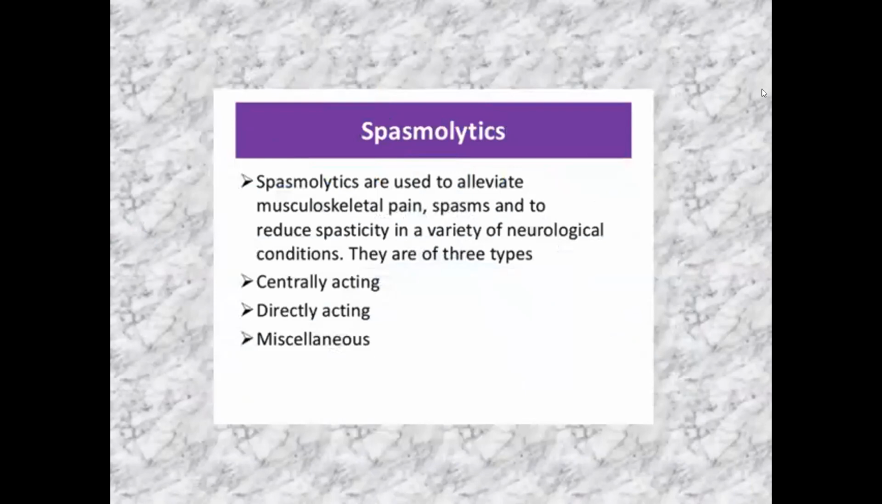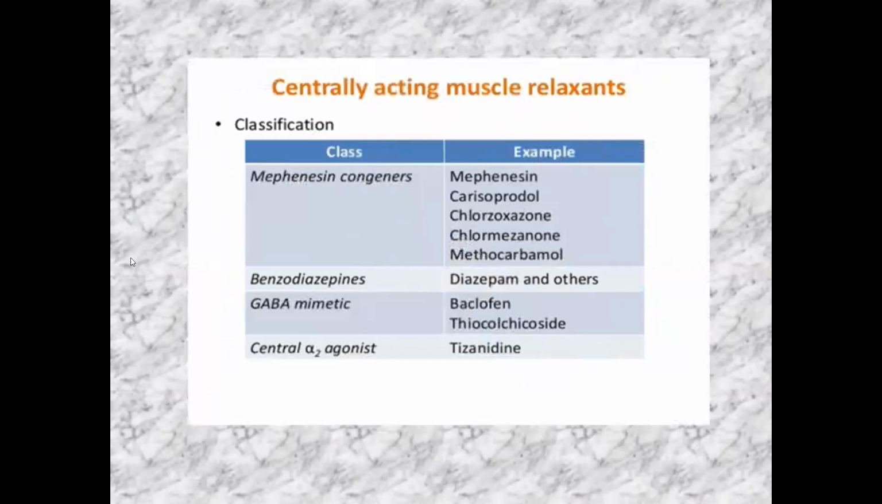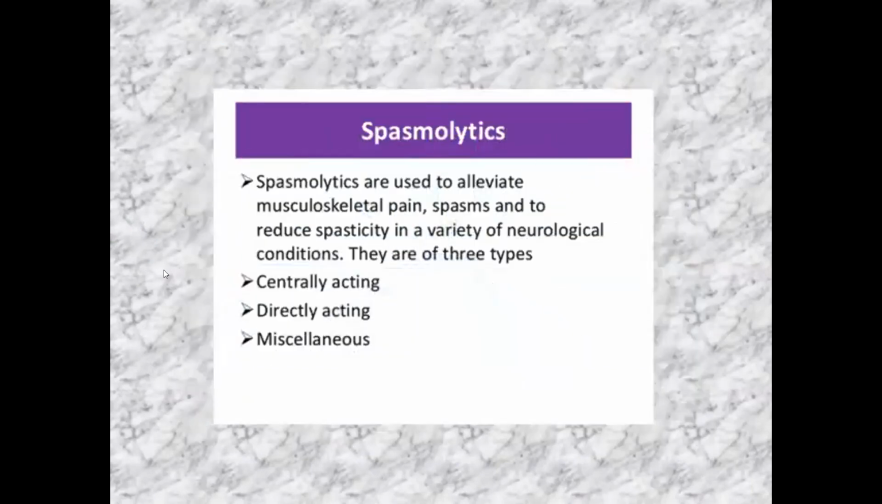Next, you have to know about spasmolytic. So this is the spasmolytic. You have to know the definition of spasmolytic and why this is used. Spasmolytic is used to reduce spasm. Spasm means contraction. It is used in case of skeletal muscle pain.